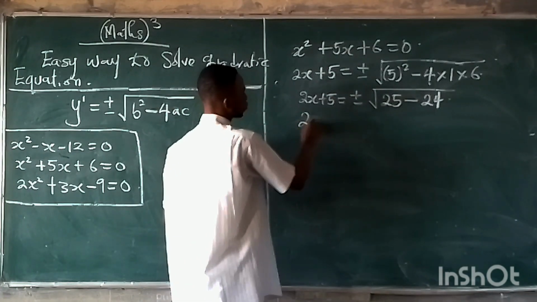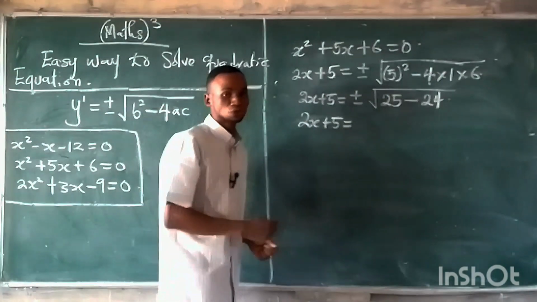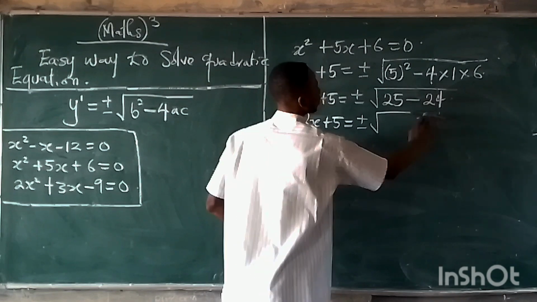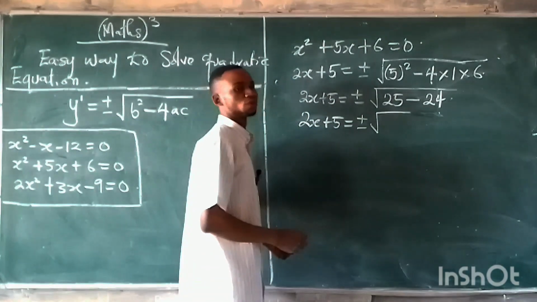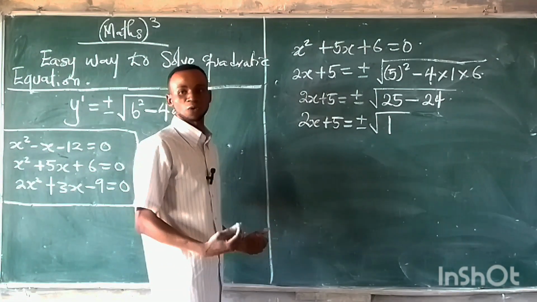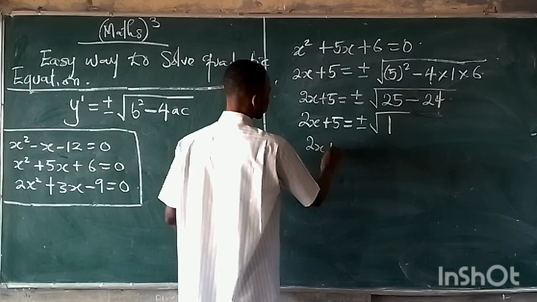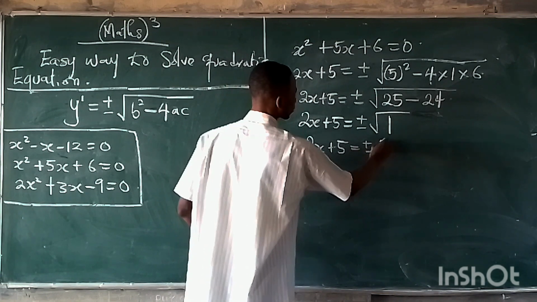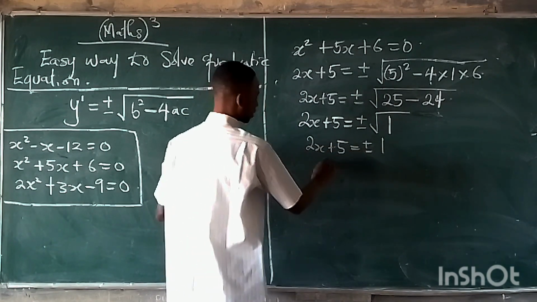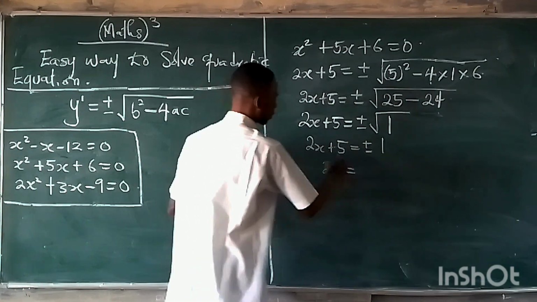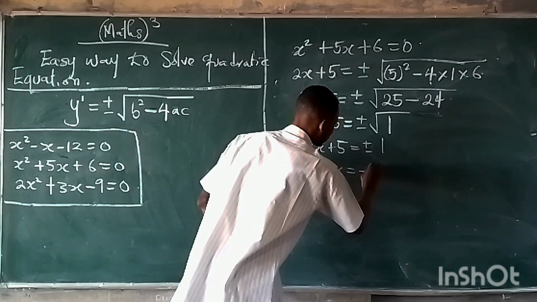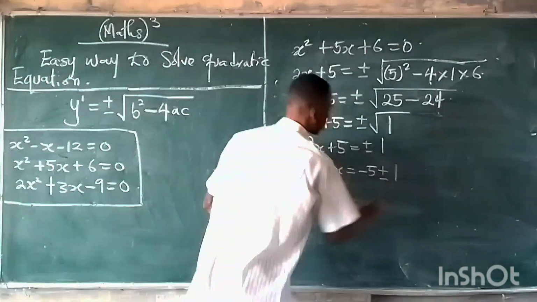Now we move forward by saying 2x plus 5 equals plus or minus the square root of this. 25 minus 24 will give you 1. The square root of 1 is the same thing as 1. So we have 2x plus 5 equals plus or minus 1. Then you move this to the other side: when plus 5 comes to this side, it changes to minus 5.